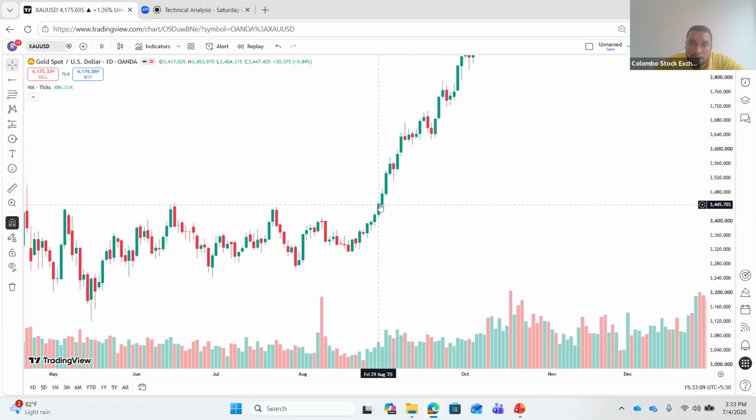Okay, this looks like three white soldiers, but the sizes are somewhat different.